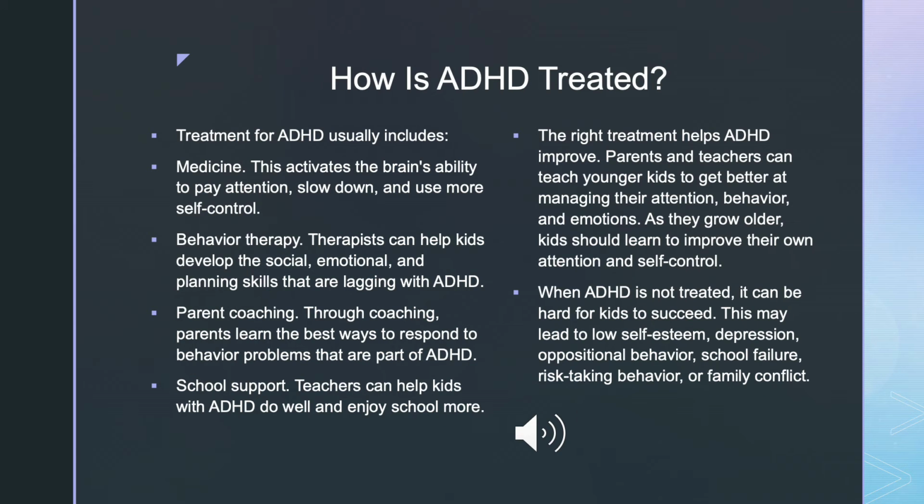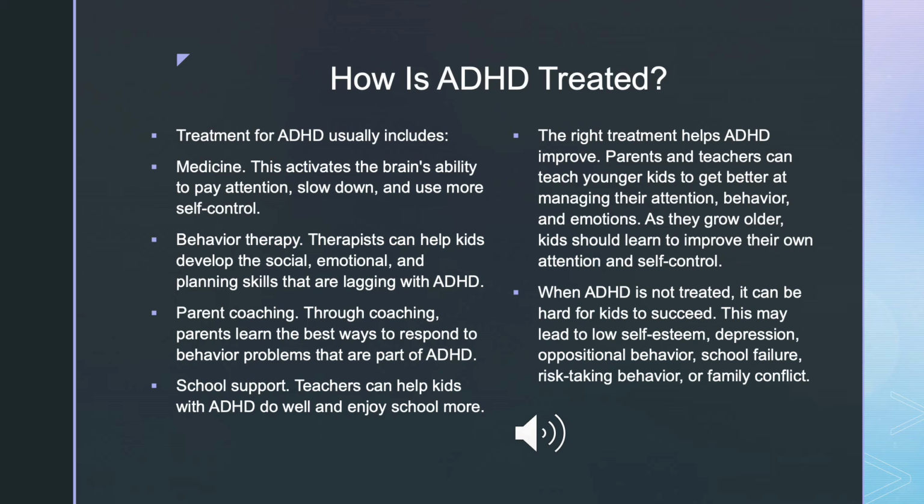How is ADHD treated? Treatment for ADHD usually includes medication. This activates the brain's ability to pay attention, slow down, and use more self-control. There's behavior therapy, in which therapists help kids with ADHD develop social, emotional, and planning skills they are lagging in. There's also parent coaching. Through parent coaching, parents learn the best ways to respond to behavior problems that are part of ADHD.